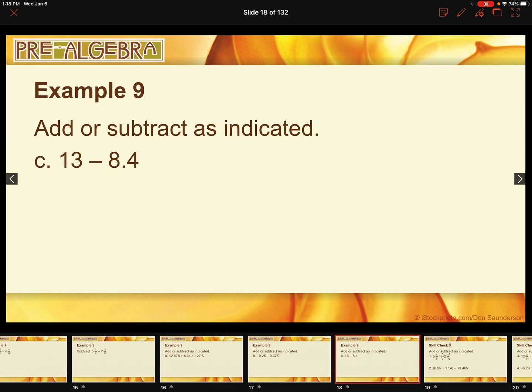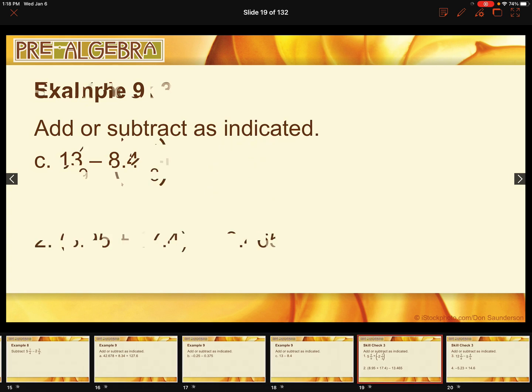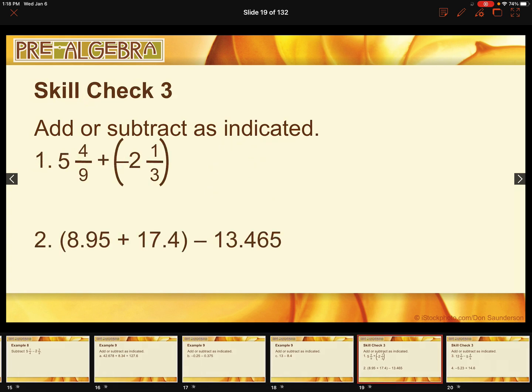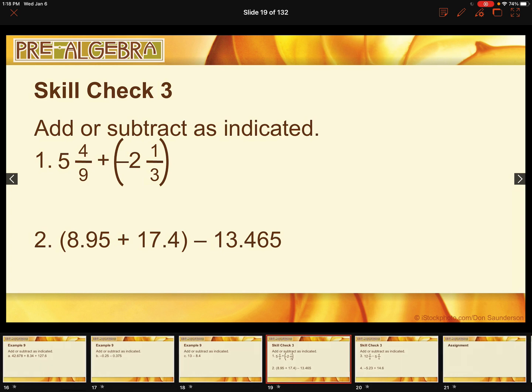Okay, and this last one, I'll line up and stack it. This is subtraction. I'm going to place a 0 and a decimal point. I'm allowed to do that, it doesn't change the number. And now I can subtract. To get 4.6. Please pause the video, finish skill check 3, and then come back to check your answers.